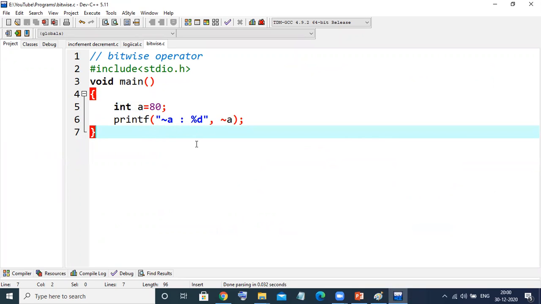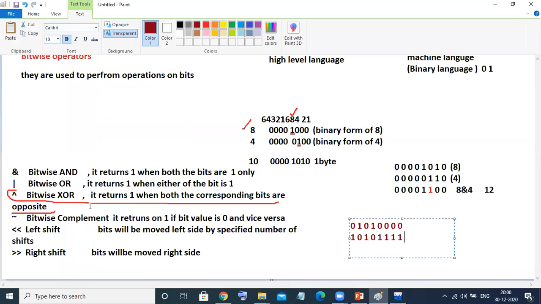We'll go to the next part, but remember carefully, whenever we are doing this complement, there is a one's complement and two's complement concept, right? We will try to cover it in another video, because the calculation of these complements will be slightly different from what we are seeing here. So better we cover the left shift and right shift here.